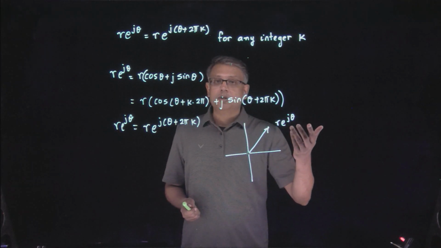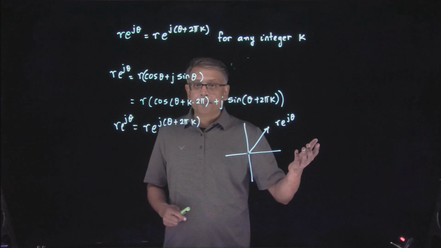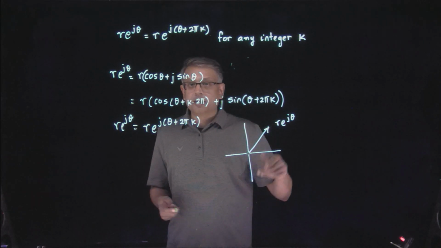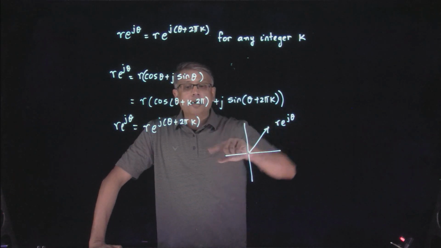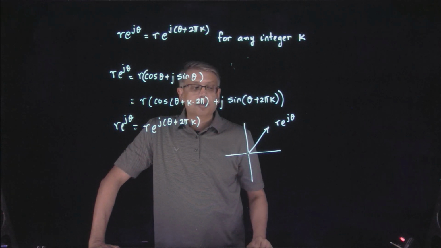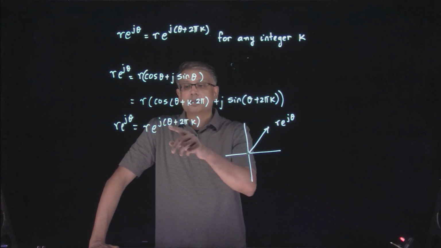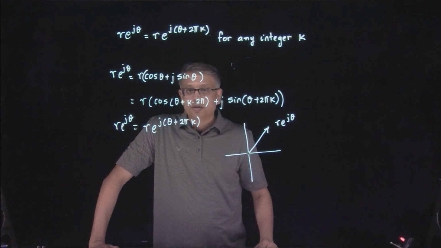So r times e to the j theta is the same as r times e to the j theta plus 2 pi. And you can repeat that operation k times to add an angle of 2 pi times k to theta, and so r times e to the j theta is the same as r times e to the j theta plus any integer multiple of 2 pi.